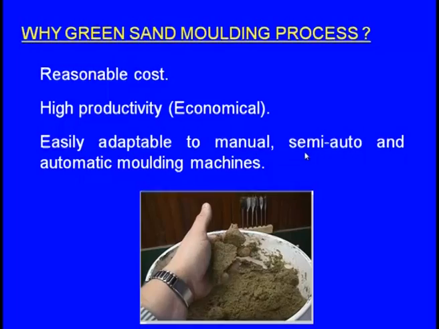Remember that this moulding can be done manually, and also on the semi-automatic machines, and also on the fully automatic moulding machines. And this green sand can be moulded in all these cases. Manually it can be moulded, using semi-automatic machines it can be moulded, and using fully automatic machines also it can be used. That is why this green sand moulding has become popular.